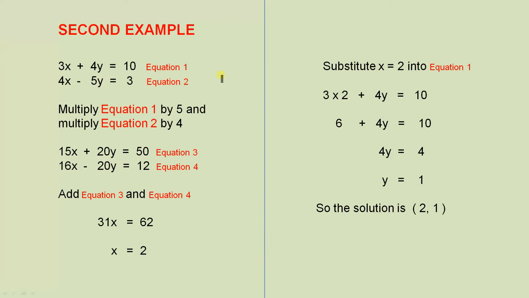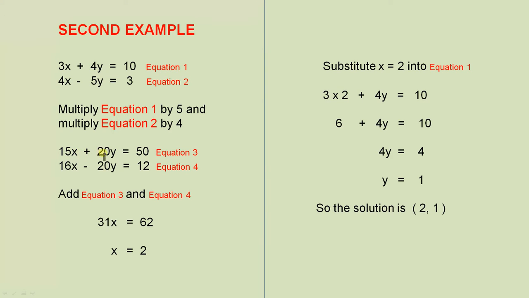Another example. 3x plus 4y equals 10 and 4x minus 5y equals 3. Now you can see here if we add those two equations together, nothing is eliminated because those numbers here are different. See? The 4 and the 5 are different. If we multiply equation 1 by 5, that is by this number here, see, by the second number. And if we multiply equation 2 by 4, that is by this number here, let's see what happens.